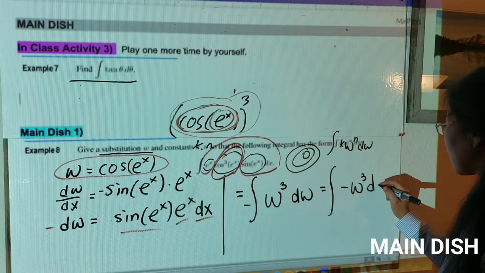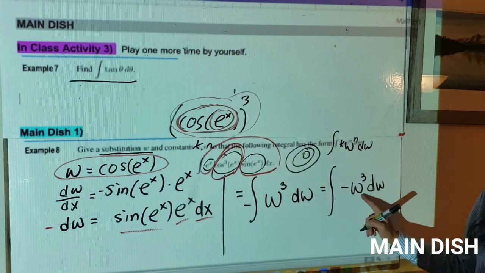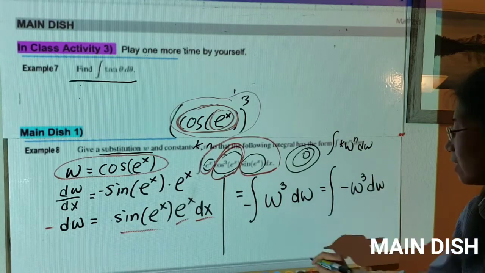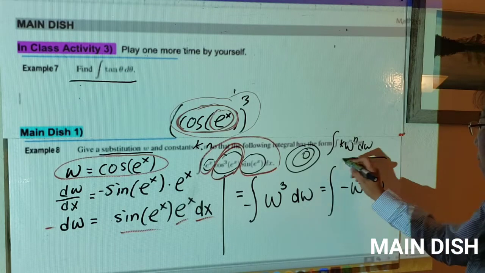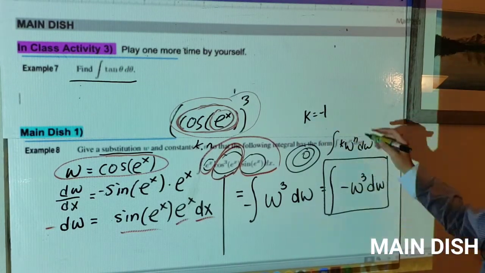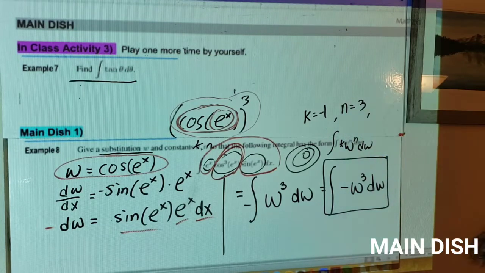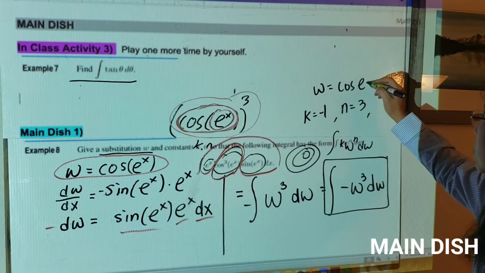and dw. I'm not done yet. Do we know how to take the integral of this one? Yeah. So we can actually take an integral, but all they're asking is this. So do you see the k value? Do you see the n value? And then w is going to be cosine e to the x.